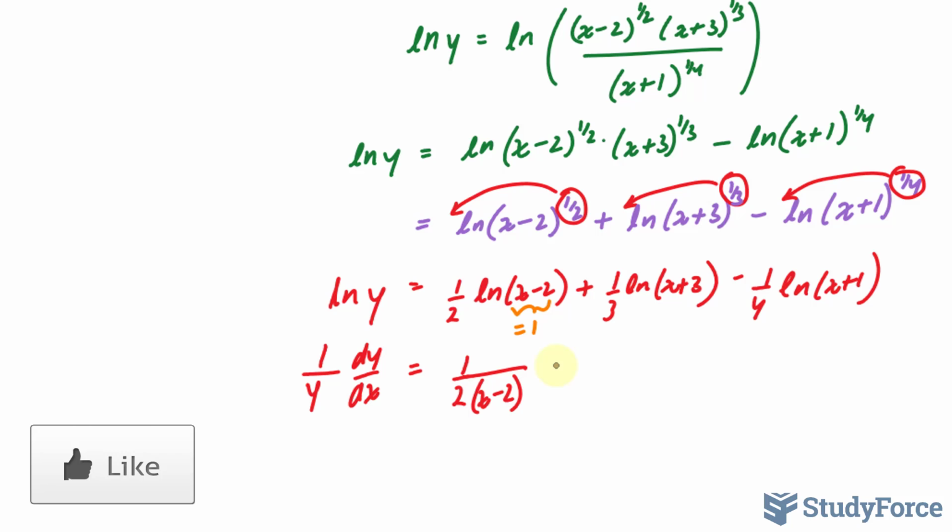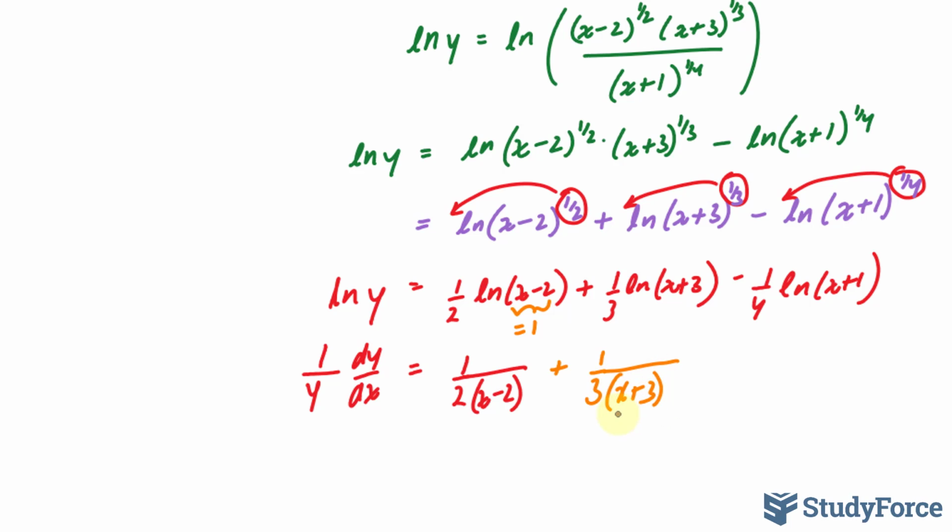Over here we have plus 1 over 3. Once again, x plus 3 at the bottom. The derivative of this is 1. Leave it the way it is. And lastly, 1 over 4. x plus 1 at the bottom. Taking the derivative of x plus 1 is simply 1.